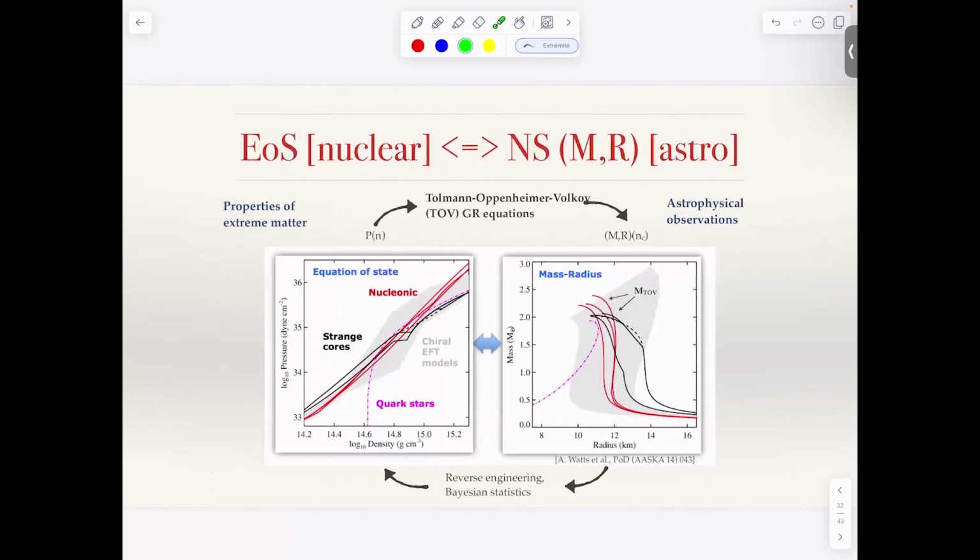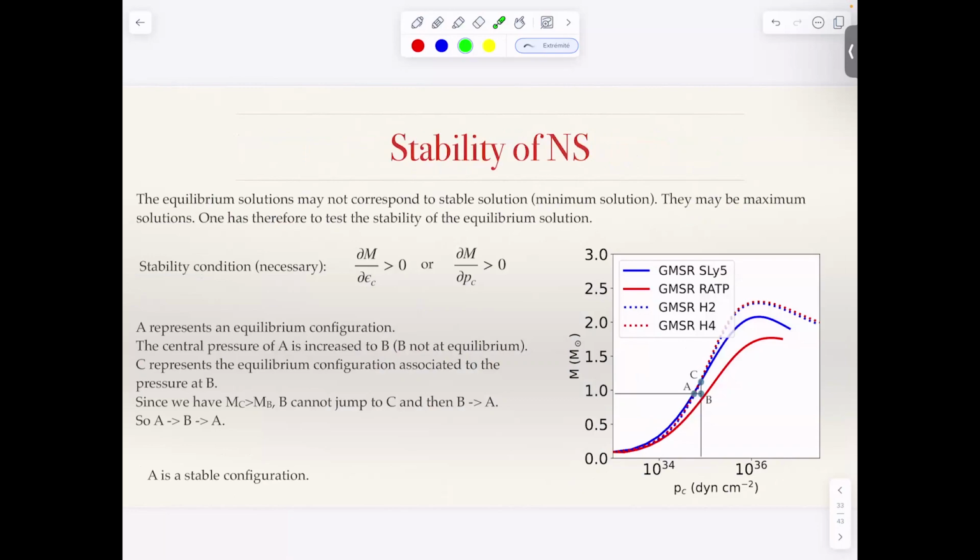And now we will also together analyze these solutions of the TOV equations. So the first question is, you obtain a star, but is the configuration you obtain stable?